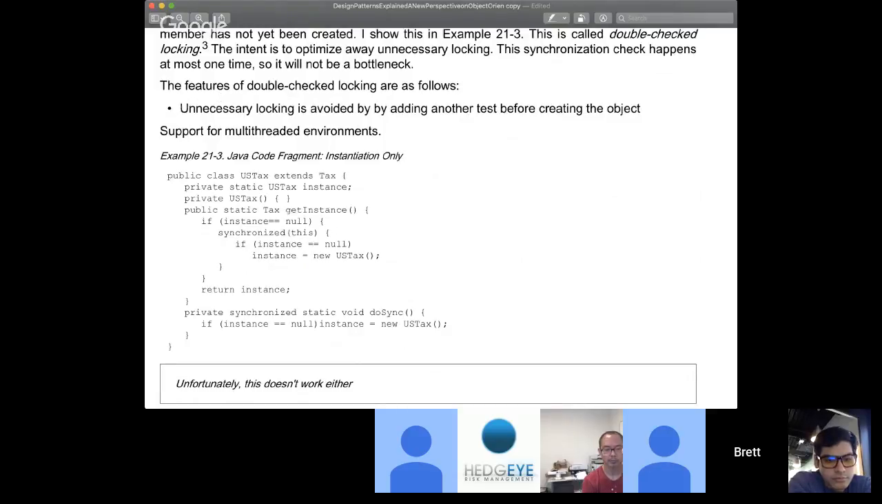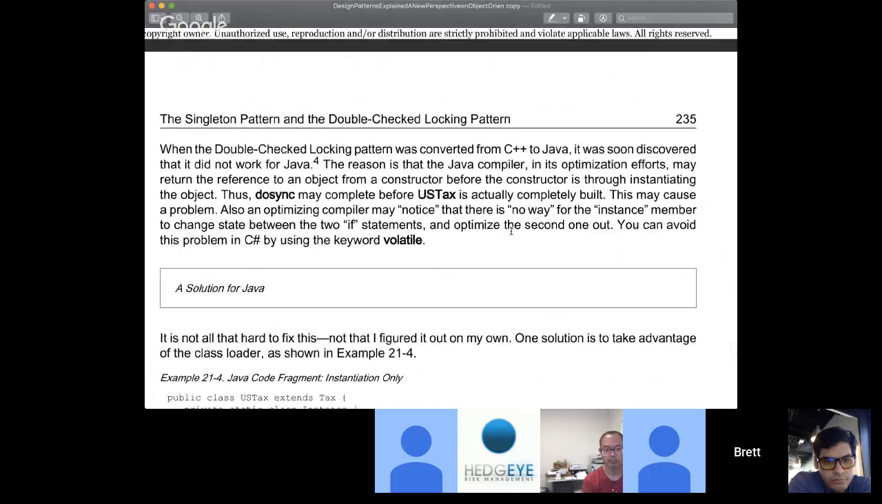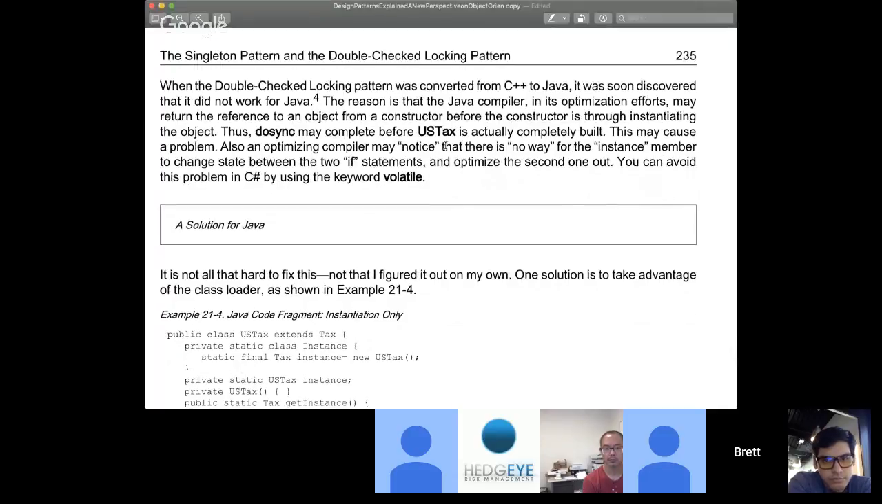Okay, so before I go into that, the feature behind double-checked locking is basically that it avoids unnecessary locking. But there's a problem. It was soon discovered when converting it from C++ to Java that it did not work for Java. This basically has to do with the Java compiler and its optimization efforts, just some details in that.